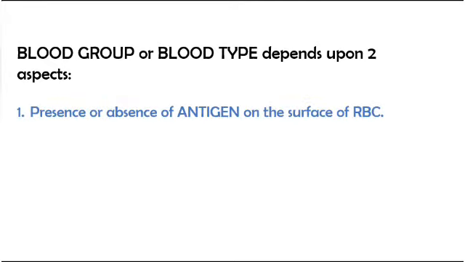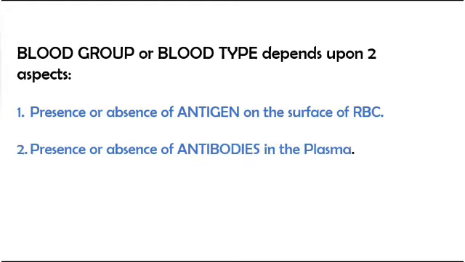See, whenever we have to tell the blood group of a person, we must know two things. The first is the presence or absence of antigen on the surface of RBC. And the second is the presence or absence of antibodies in the plasma. So we need to know about two aspects. First is antigen and then antibody. Antigen will be present on the surface of the RBC and the antibody will be present in the plasma. Plasma is the fluid in which all the cells are suspended.